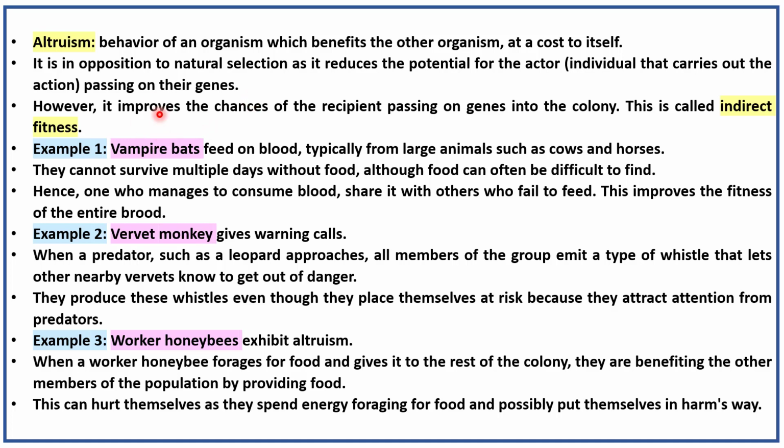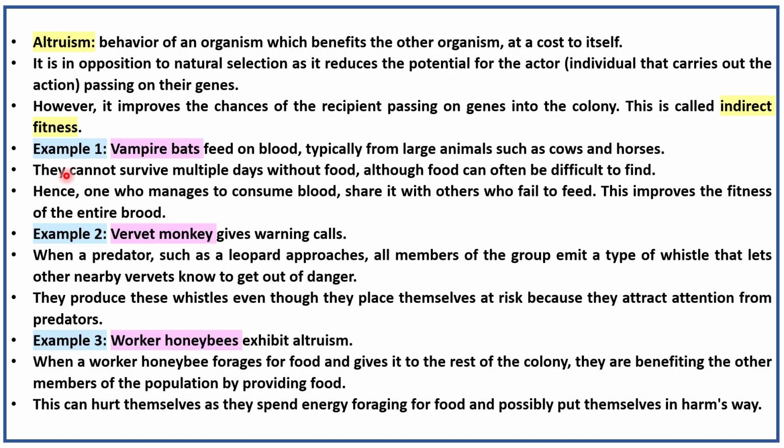However, it improves the chances of the recipient passing on genes into the colony. This is called indirect fitness. So the recipient is getting benefited, which increases the chance of its reproduction. This is known as indirect fitness, where the donor helps the recipient to increase its fitness.